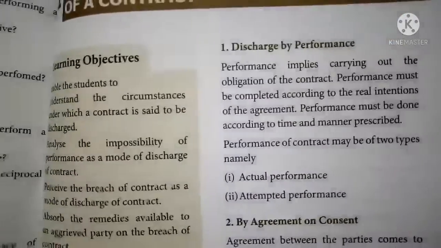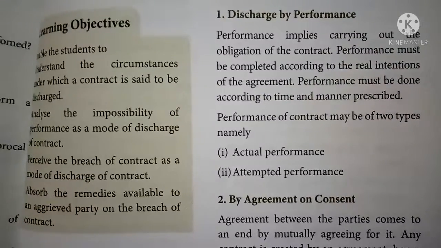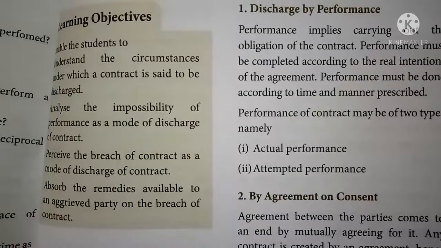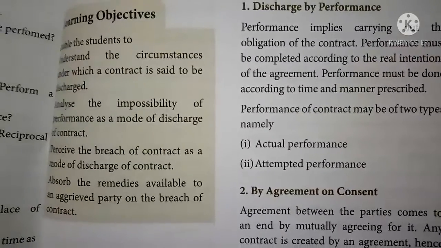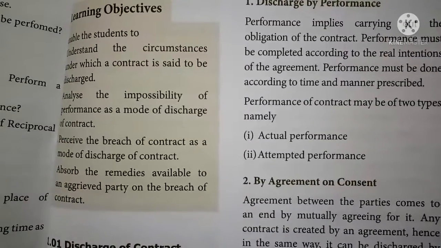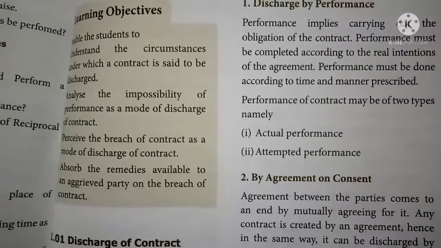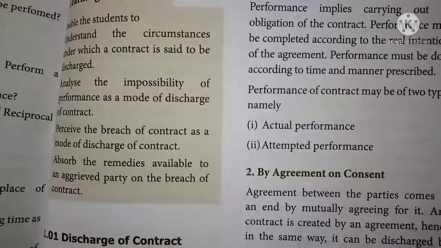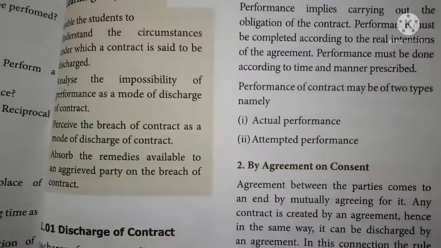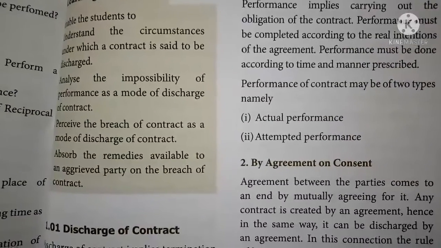Discharge by performance. Performance implies carrying out the obligation of the contract. So the contract will be carried out by the parties. It is called performance. Performance must be completed according to the real intention of the agreement, and must be done according to the time and manner prescribed. There are two types of performance of contract, that is actual performance and attempted performance.